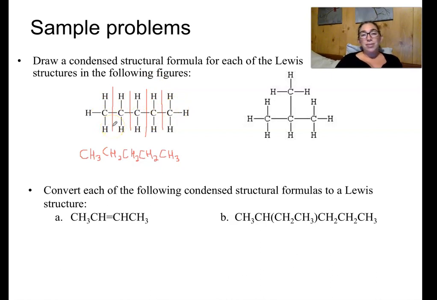It's always good to double check and double count this molecule. The Lewis structure has 1, 2, 3, 4, 5 carbons, and my condensed structure has 1, 2, 3, 4, 5 carbons. So you don't want to lose count there.